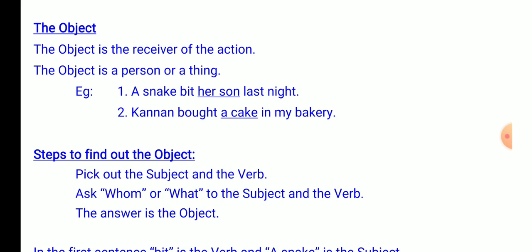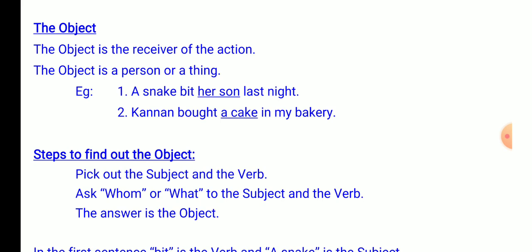I have given two examples here. The first example is a snake bit her son last night. The second example is Kannan bought a cake in my bakery. In the first sentence, her son is the object. In the second sentence, a cake is the object.